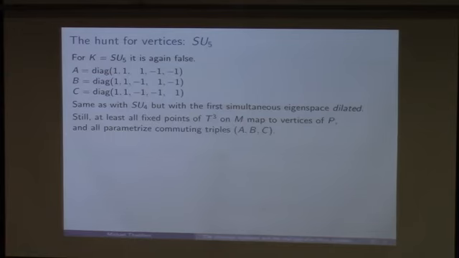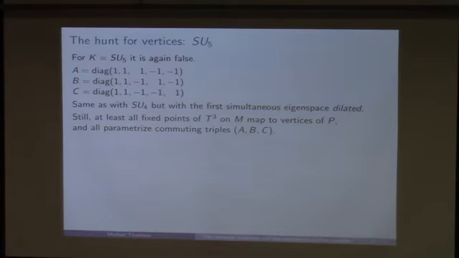But we're still in a relatively felicitous situation where all of the fixed points in the master space are extremal fixed points. They map to vertices and not to interior points of the polytope. And they all come from commuting triples. I mean, these are diagonal matrices, so they're all commuting.